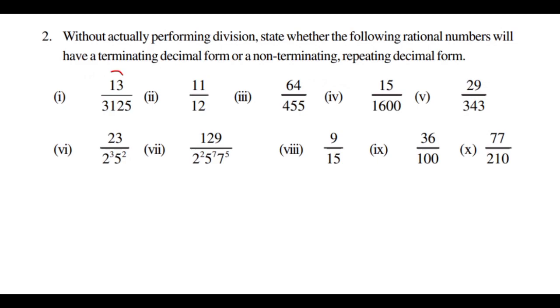Now the next question, number 2. Without actually performing division, state whether the following rational numbers will have a terminating decimal form or a non-terminating repeating decimal form. Okay, so the first question I am going to take is 13 divided by 3125. So 13 divided by 3125.